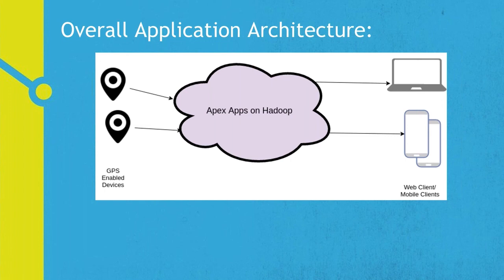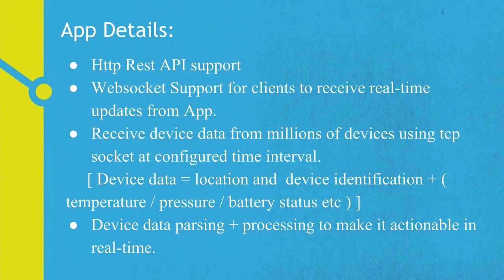The general architecture of this application looks like this: you are receiving data from the GPS enabled devices, where your Apex apps can be running on Hadoop, which can be either on EMR or any kind of cloud infrastructure, or it might be on your on-premise servers. On the other hand, you have a web client, for example a customer care panel, or a mobile client for the end users, where they can track their devices through the mobile apps or the web apps. So this is the overall application architecture. We'll now go into details of this.